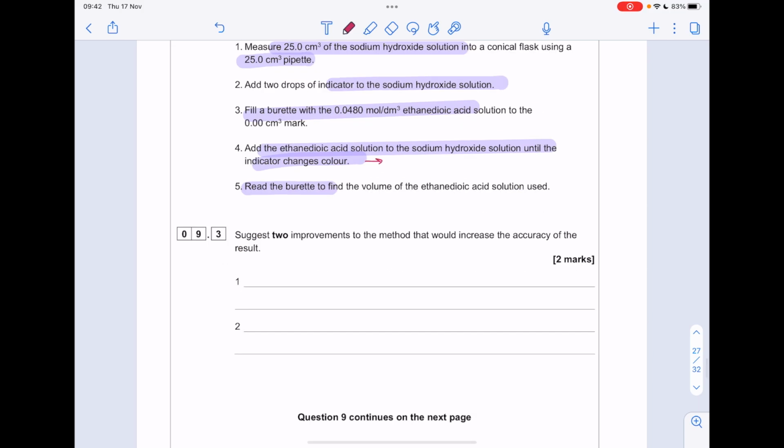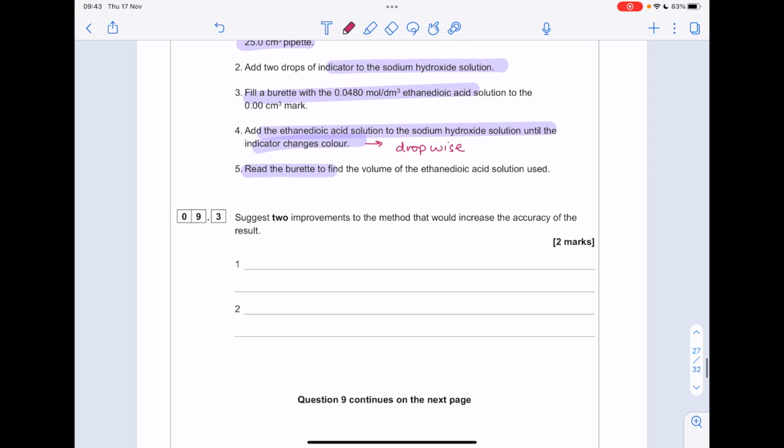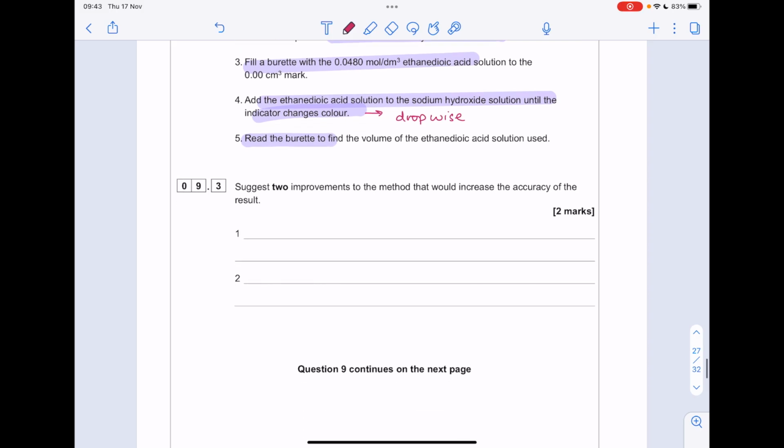We need to talk about this being added drop-wise. Remember, just a single drop of that acid will cause that indicator to change colour. You also want to continually swirl the flask to make sure everything's mixed. So you need a really in-depth knowledge of how to carry out a titration here.